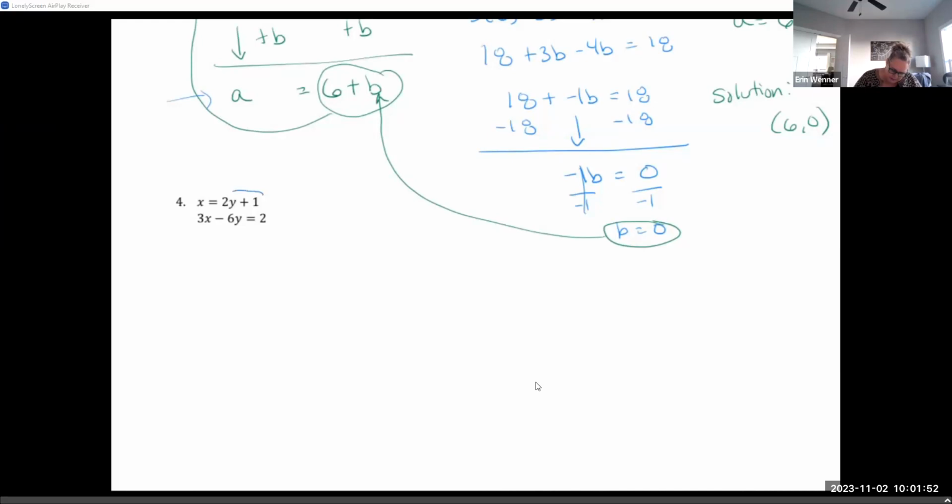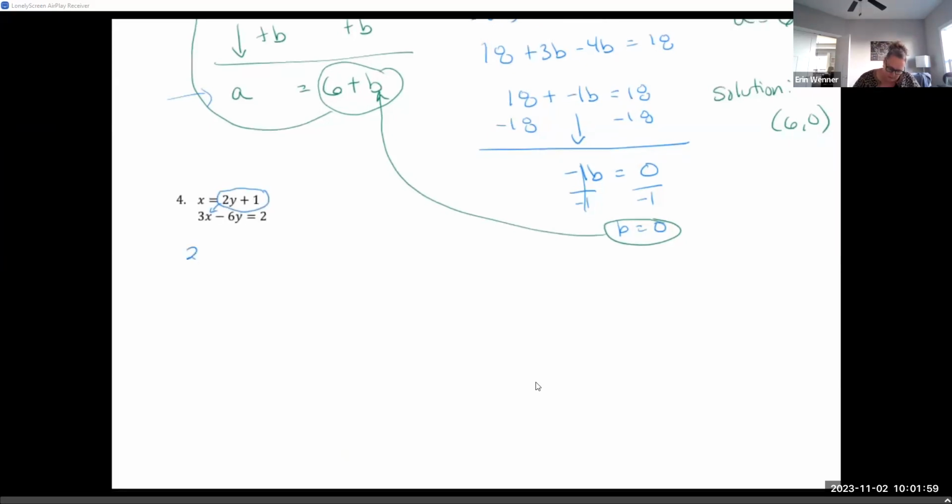So we're going to take this stuff and plug it in for X in that second equation. So I'm going to have 3 times 2y plus 1 minus 6y equals 2. You might be able to see how this is going to kind of come together weird. When I distribute that 3 through, I get 3 times 2y, which is 6y, plus 3 times 1, which is 3. And then we still have that minus 6y equals 2.